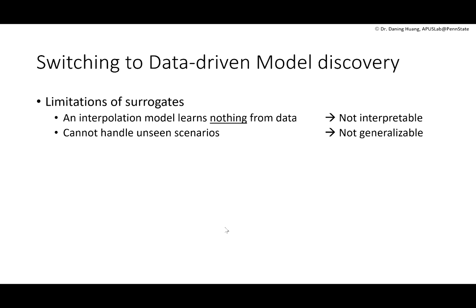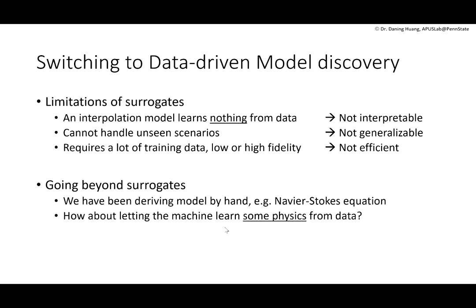And second, it is not that generalizable, because it cannot handle unseen scenarios. For example, if I have a different input parameter to the surrogate, then it doesn't know how to deal with this kind of input. And finally, even though we have developed this multi-fidelity approach, it still requires a lot of training data, whether it's low fidelity or high fidelity. And therefore, it is still not efficient enough.